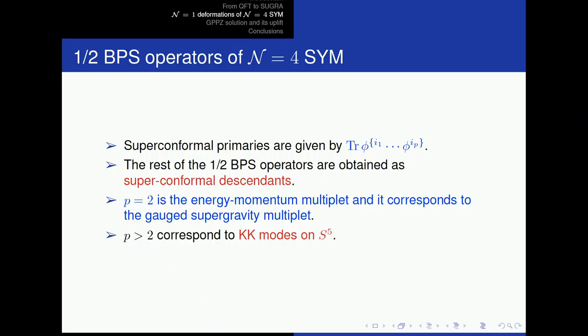OK, so first a quick reminder about half-BPS operators of N=4 super-Yang-Mills. The superconformal primaries are given by the symmetric traceless combinations of the traces of the six scalars, so phi I are the six scalars. The rest of the half-BPS operators are obtained as superconformal descendants. If you put P equals 2 here, this is the energy-momentum multiplet, and this corresponds to the gauged supergravity multiplet. If you look at P greater than 2, this corresponds to the Kaluza-Klein modes on the 5-sphere.